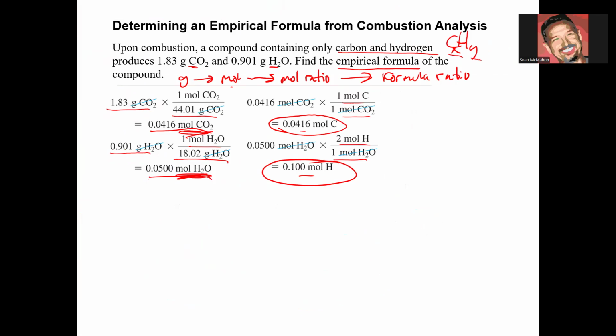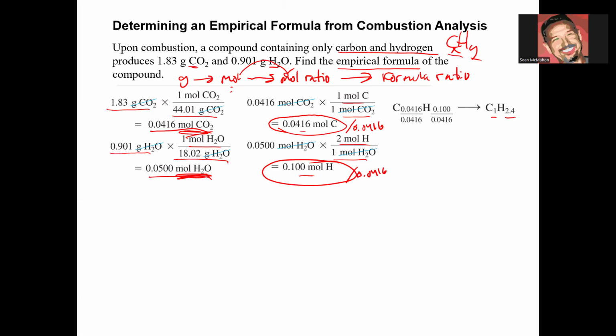So what do I have to do? I have to go from moles to mole ratios. And how do I do that? I'm going to pick the smallest number and divide it into both. So what's smaller, 0.0416 or 0.10? 0.0416. So this will give me at least 1 mole of carbon, but it gives me this 2.4.